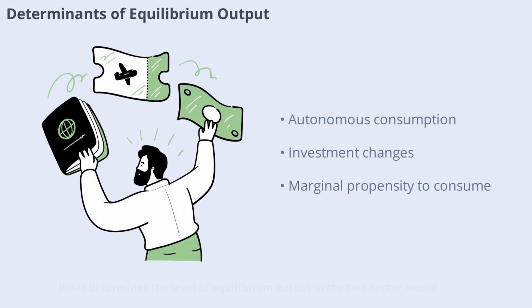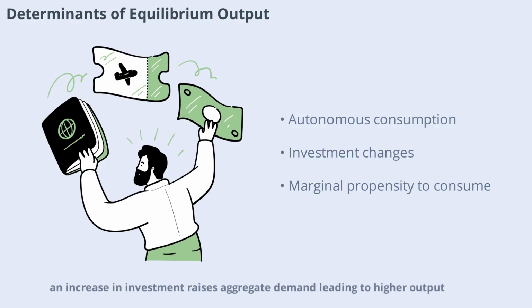What determines the level of equilibrium output in the two-sector model? The main factors are autonomous consumption, investment, and the marginal propensity to consume. Changes in any of these can shift the equilibrium. For instance, an increase in investment raises aggregate demand, leading to higher output. Similarly, if households decide to save more and consume less, the equilibrium output falls. Understanding these determinants is key for policymakers aiming to stabilize or stimulate the economy.